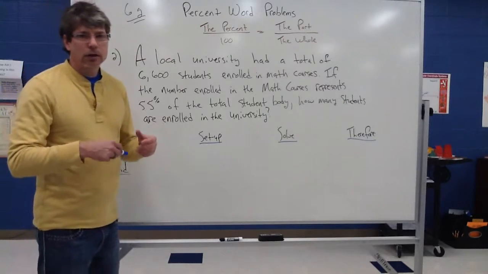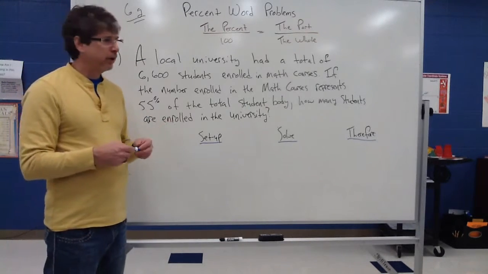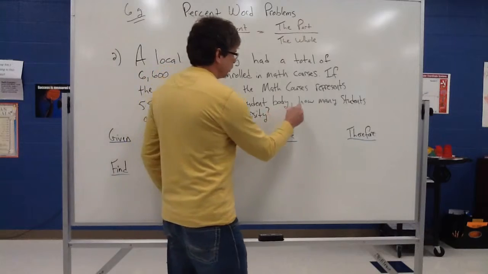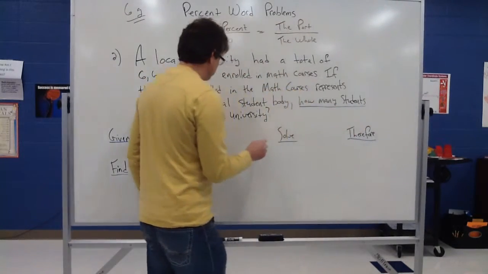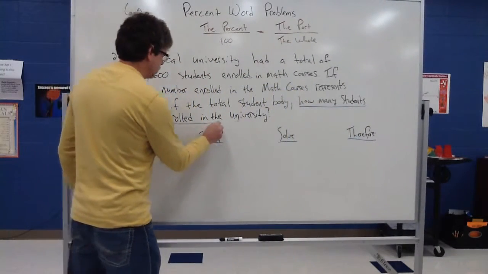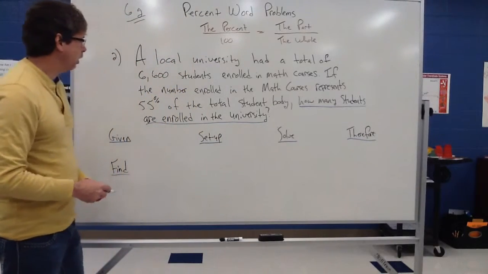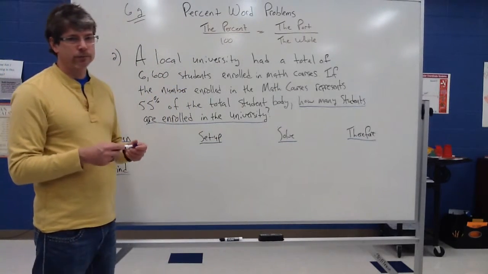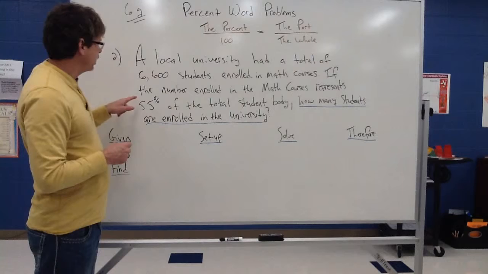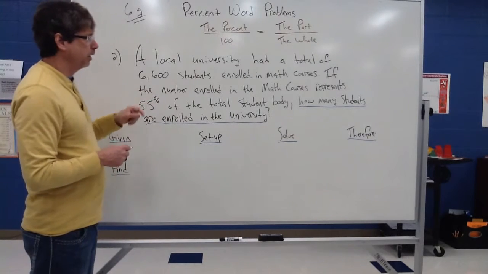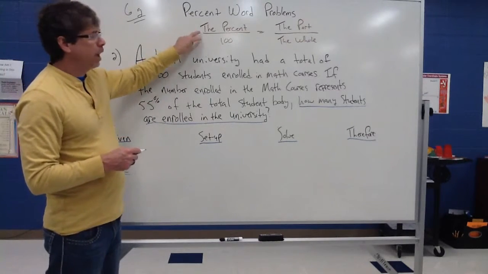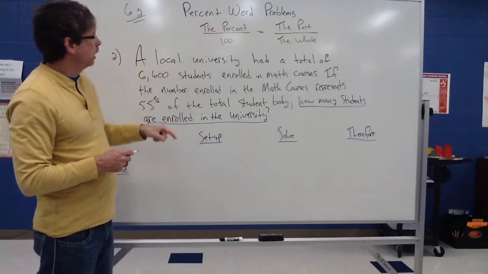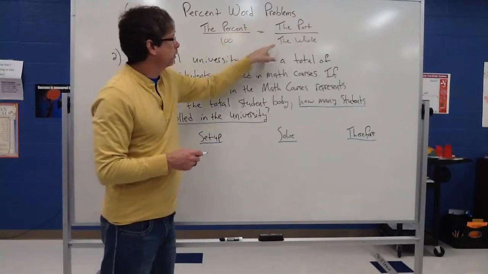So again, in solving a word problem, we always want to identify the question. And you can underline that. So how many students are enrolled in the university? That's what we're looking for. It does have a theme of percent in it. We see that percent in there. So this could be a good possibility if it fits our rules here.